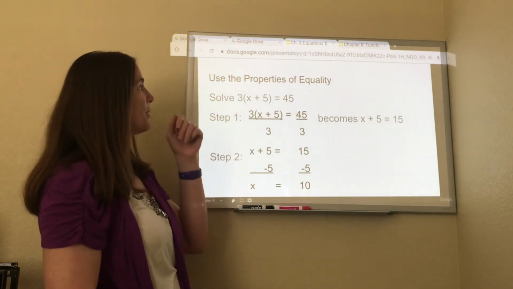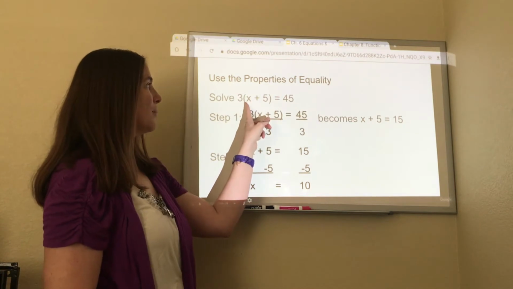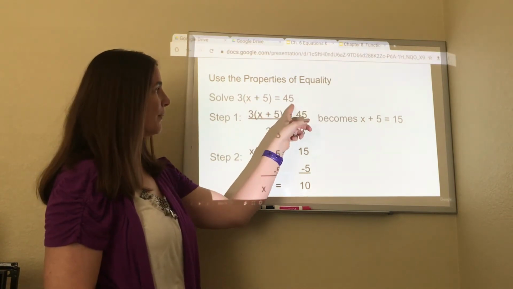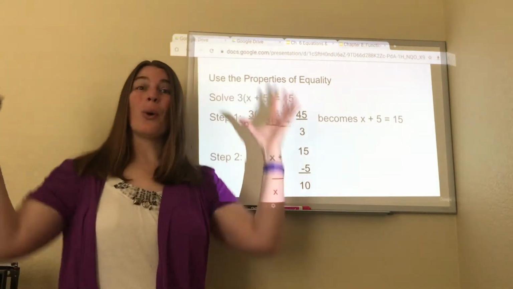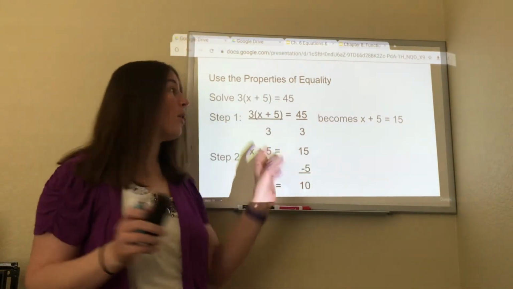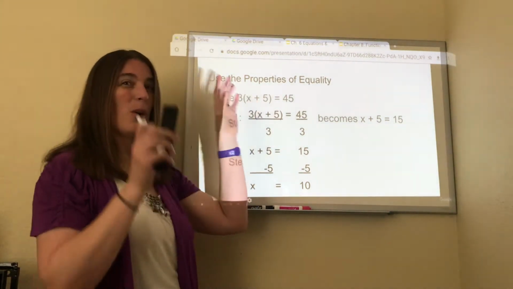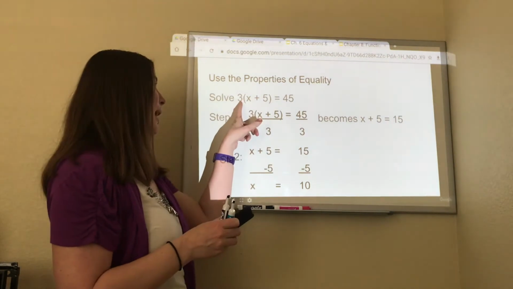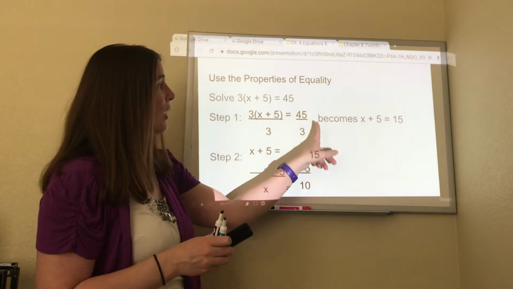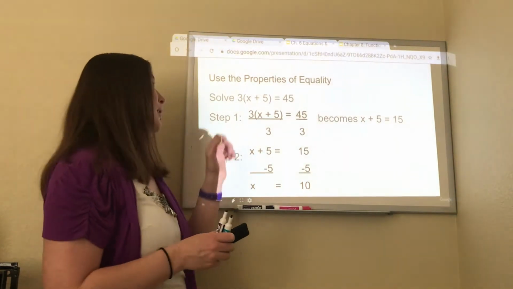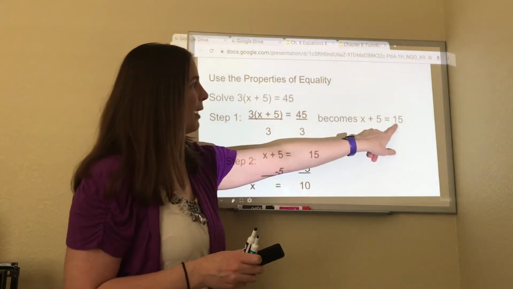To use the properties of equality, I have to solve this problem here where it has 3 times the quantity x plus 5 equals 45. So for step 1, I see that it's times 3 through the whole thing. This is only because of the whole problem, like right here, x plus 5, the whole quantity, okay? So I have to divide by 3 on this side, and that will cancel this out, and then I can divide by 3 here. So when I do that, it becomes x plus 5 equals 15.